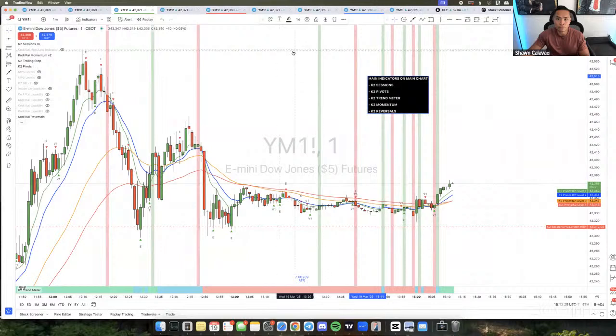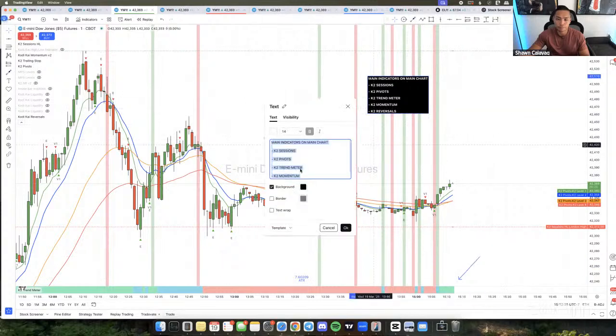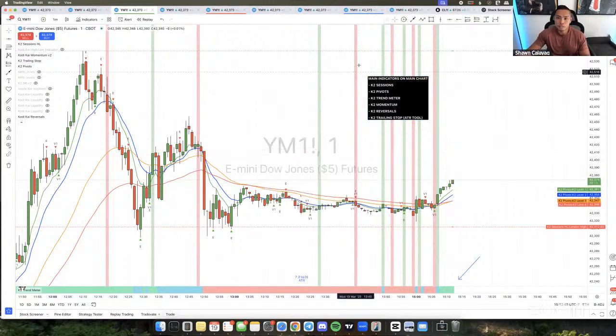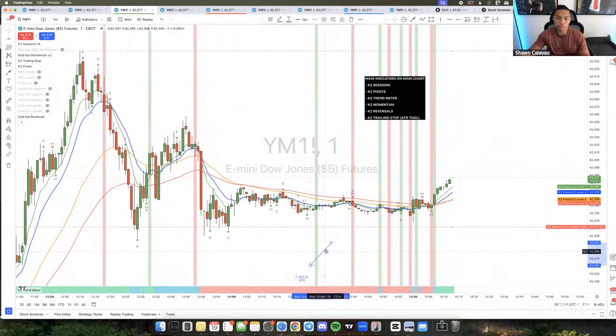I got the sessions to identify red flags. I got the pivots to identify trend and pivot bounces. I have the trend meter down below to identify the trend. Just add stop to my ATR. Okay, so sessions for the red flags, pivots for the trend and bounces, trend meter for the overall trend, momentum for momentum direction, reversals for continuation and reversal patterns, and the trailing stop down below over here for the ATR. Those are the indicators that I use on here.